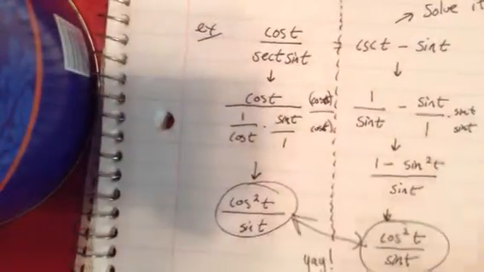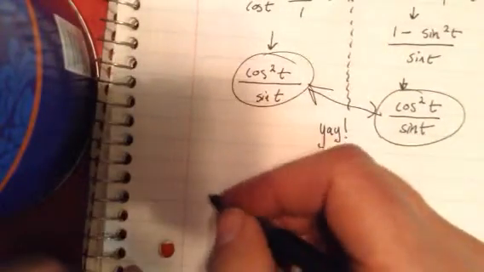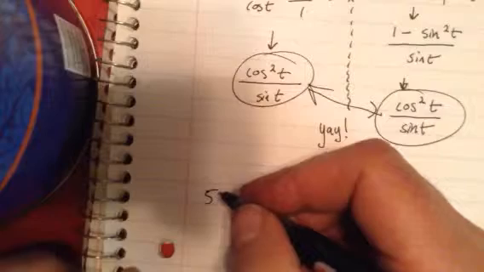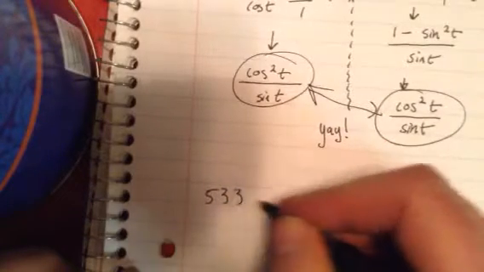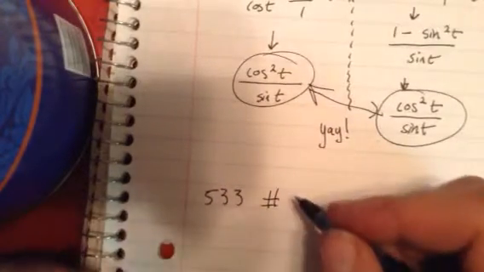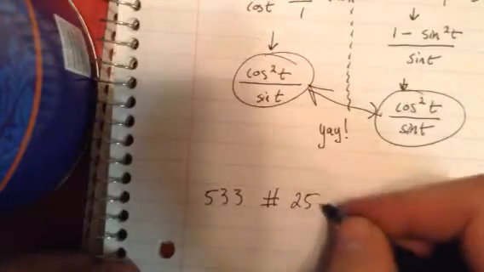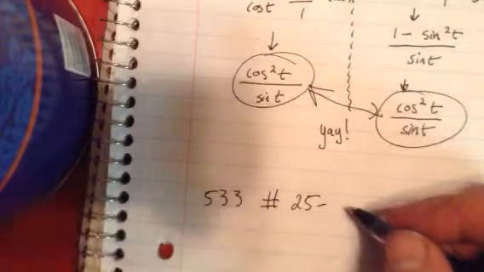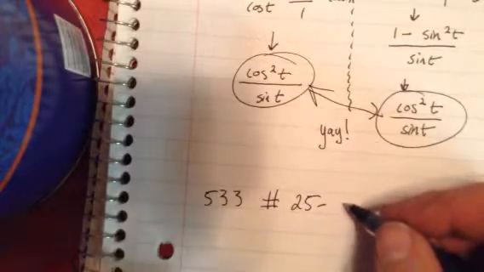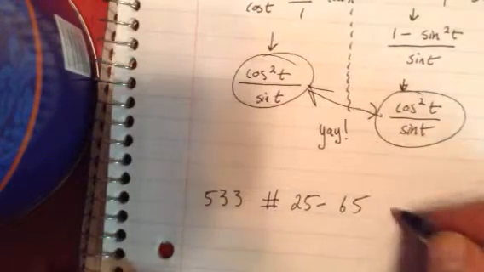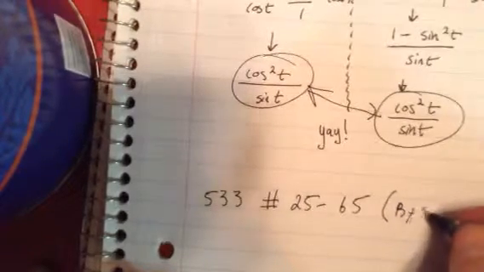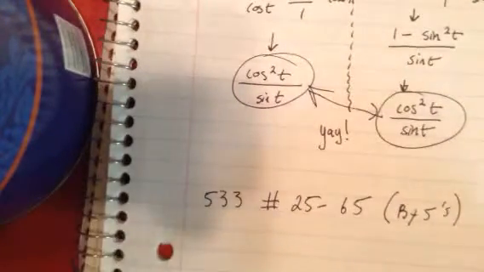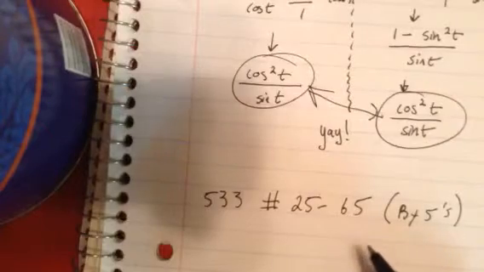Okay? Your homework is the following. I'll also put this on the forecast: page 533, numbers 25 to 65 by 5s, meaning 25, 30, 35, 40, 45, 50, 55, 60.